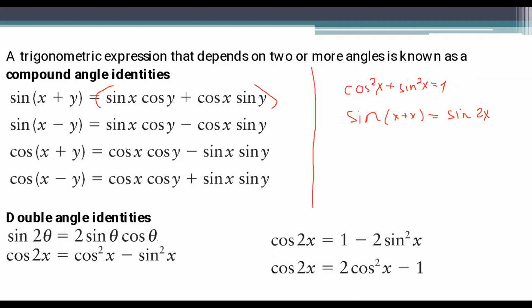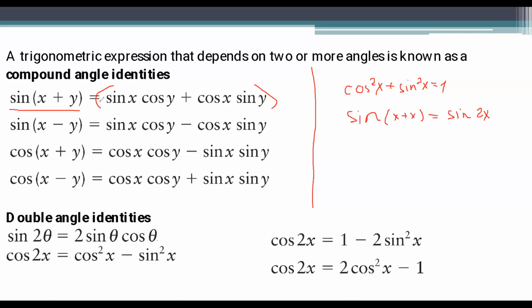And now let's take a look at the compound angle identities. A trigonometric expression that depends on two or more angles is known as a compound angle identity. For the sine function, it's usually not really convenient to have a sum of two angles, but sometimes it's convenient to use compound angle identities for calculations.